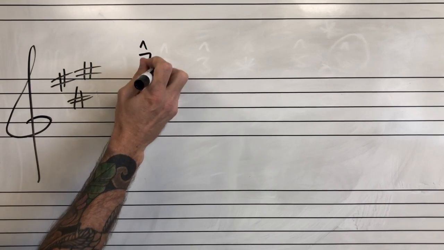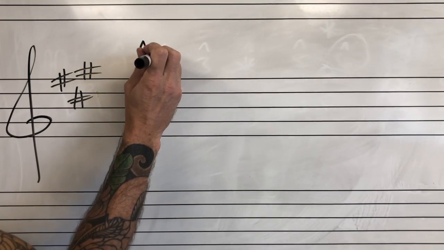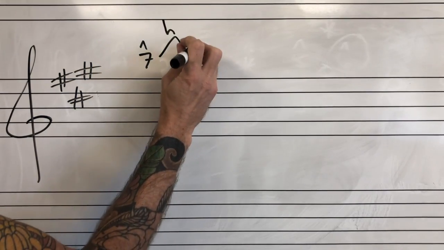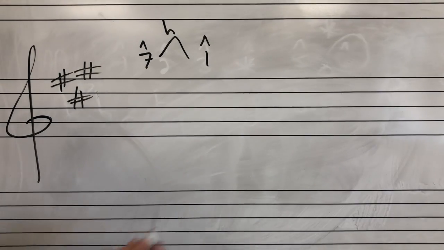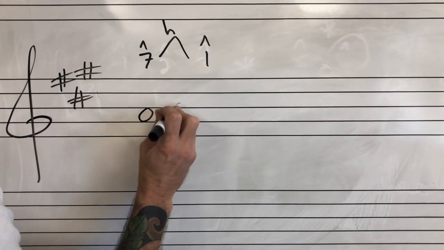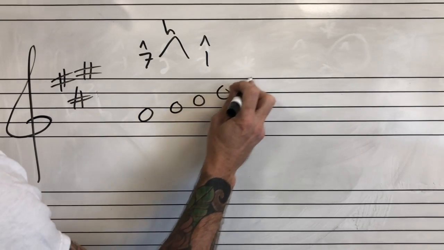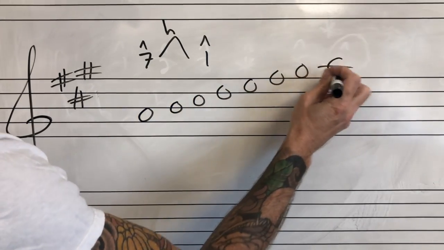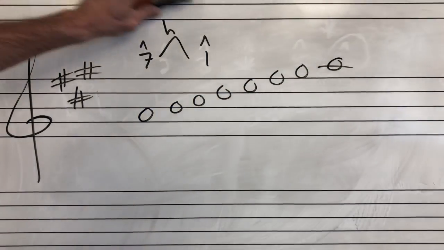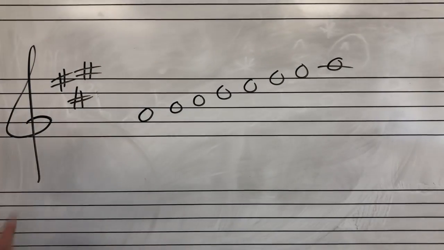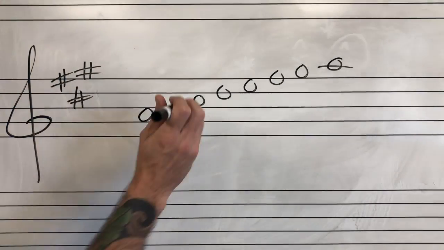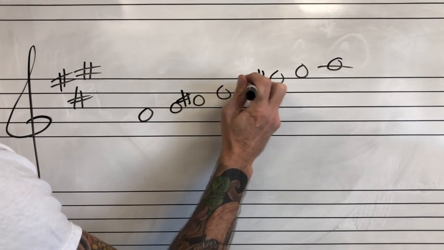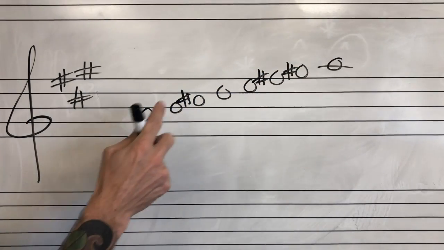We know that the last sharp, if it's scale degree 7, indicates that A is the major scale for that key signature. So I write my scale on A, and I can drag and drop all those sharps in there to finish that scale, and I'll do that quickly. And I have the A major scale.